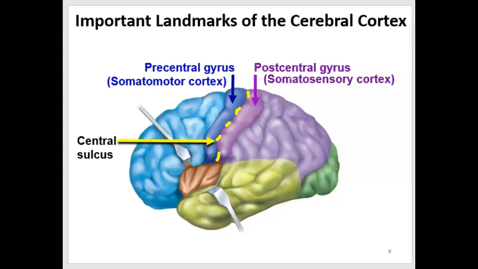Somatic sensory information from the rest of our body, like skin and the position of our skeletal muscles, is sent to the postcentral gyrus. So that's somatic sensory cortex. So the postcentral gyrus is often called the somatosensory cortex.